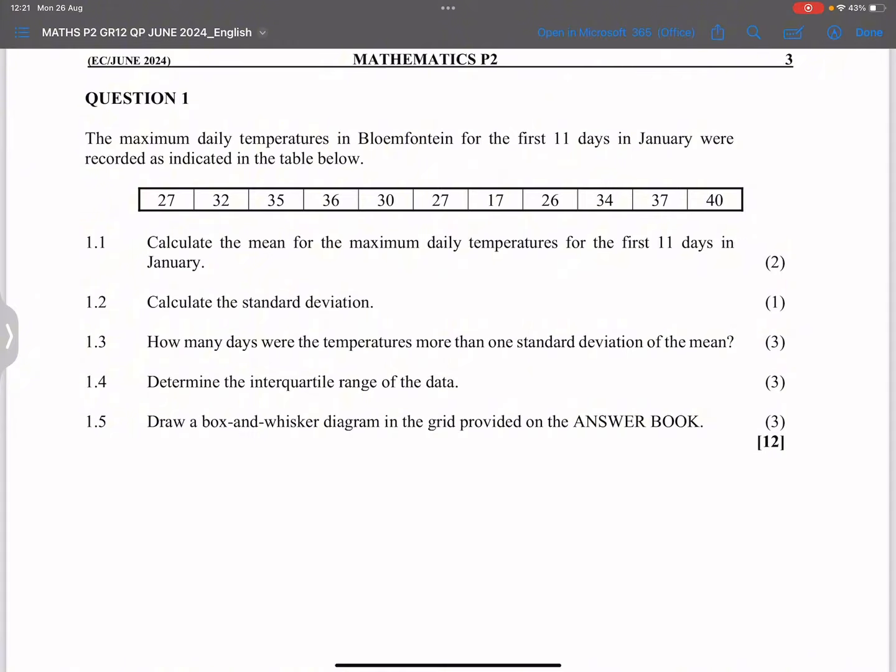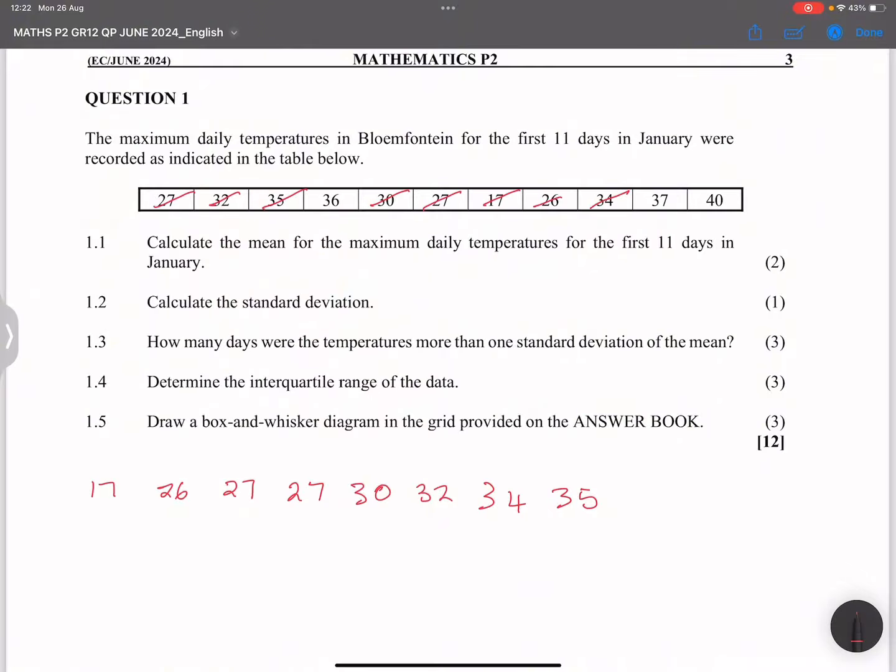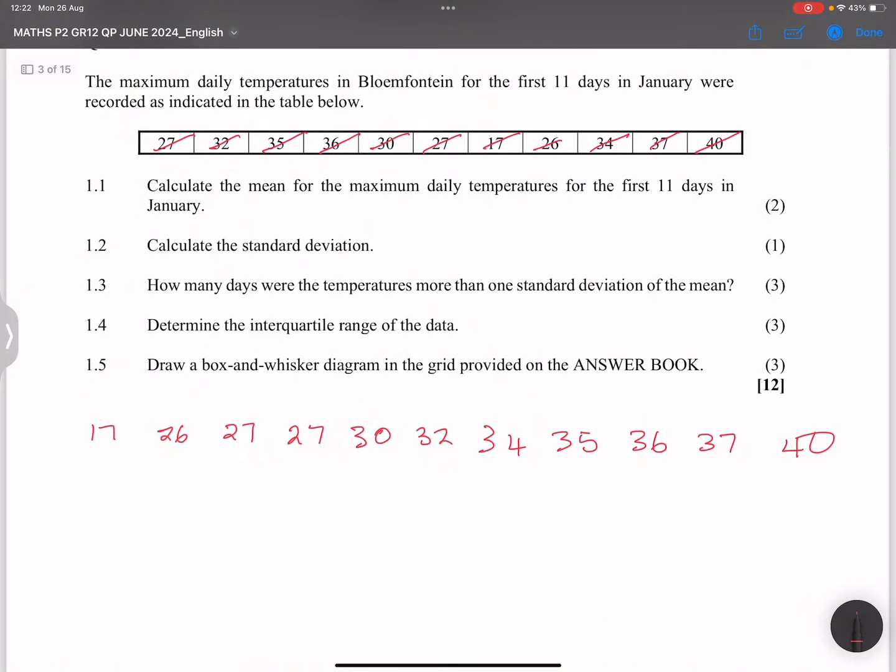So what I'm going to do is start by arranging the data in ascending order. Let's see what's the minimum value. I've got 17 as the smallest value there. The next one would be, I think, 26. You'll help me out if I'm incorrect. So that's 26, and I've got 27 after that, another 27, and the next one is 30. We've got 32, 34, 35, 36, 37, and finally 40. Right, so there we have it. We've got all our data in ascending order.